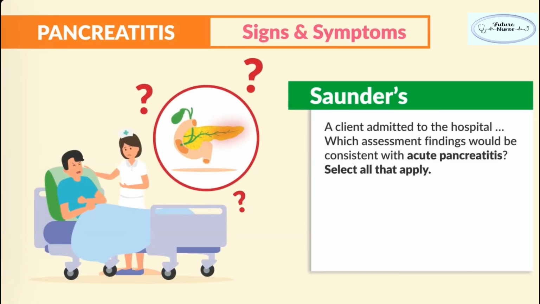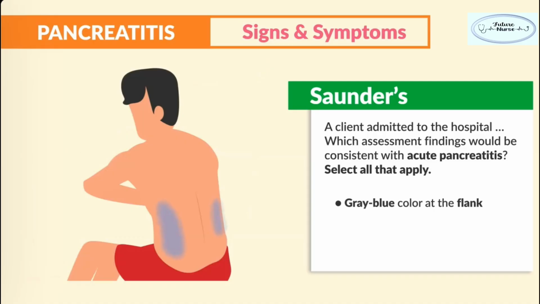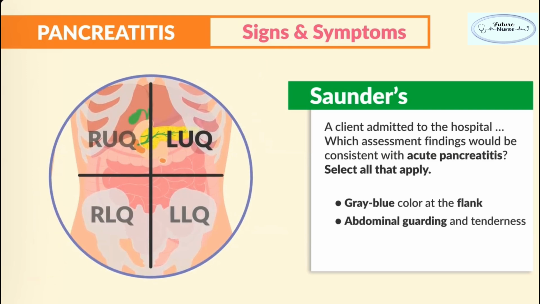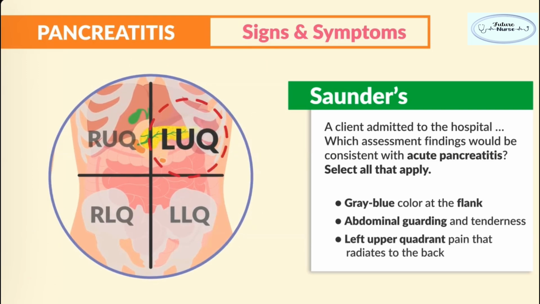Select all that apply. So, gray-blue color at the flank, abdominal guarding and tenderness, and a big one here, left upper quadrant pain that radiates to the back. So again, write these three down and know them.